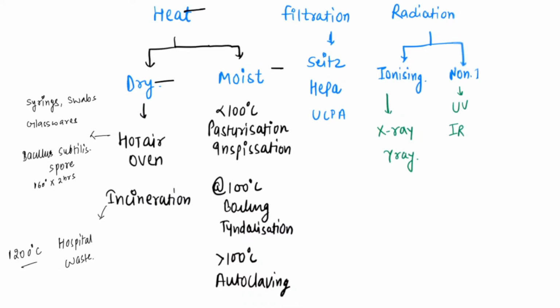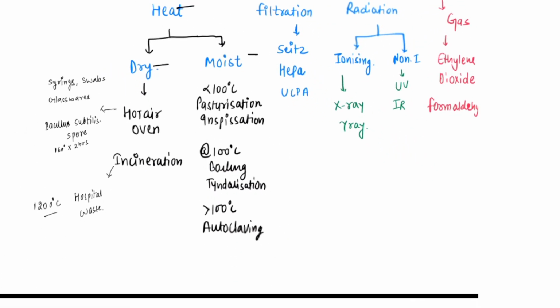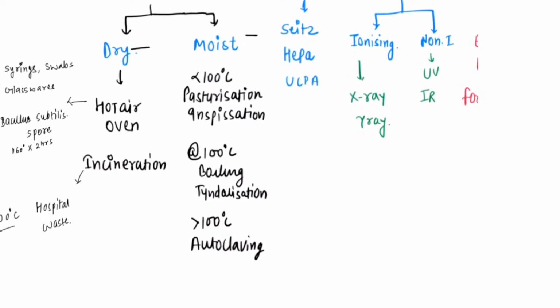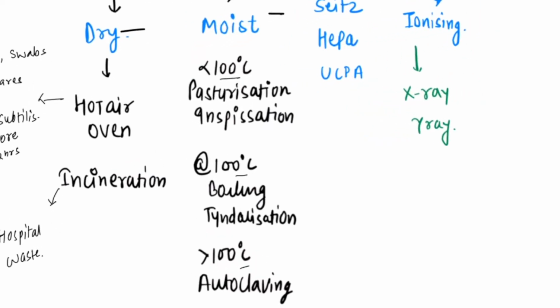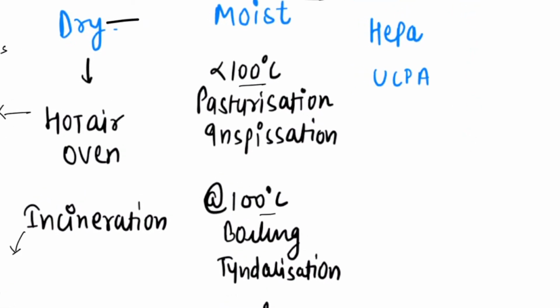Next we are having your moist heat. Moist heat we can divide on the basis of temperature: if it is less than 100 degrees, if it is 100 degrees, or if it is more than 100 degrees. So less than 100 degrees we will be using two things: pasteurization and inspissation. Pasteurization, we are using for milk, right?